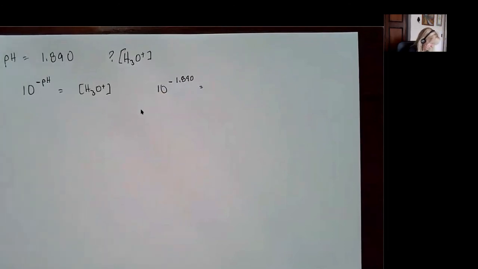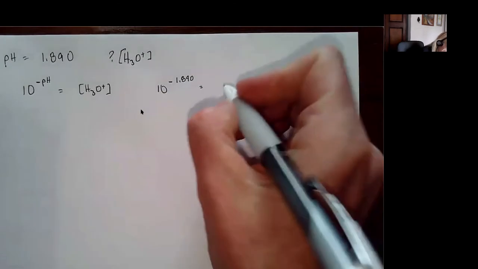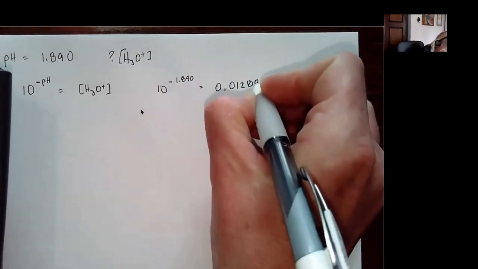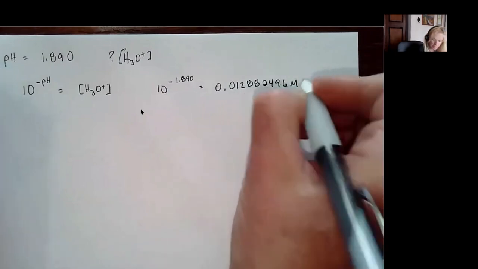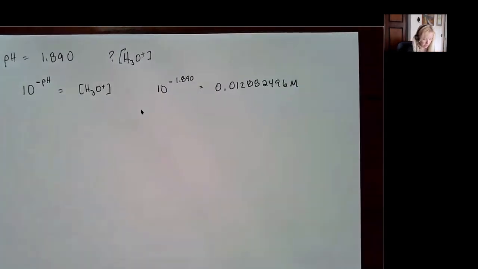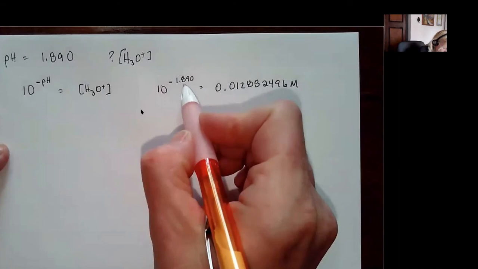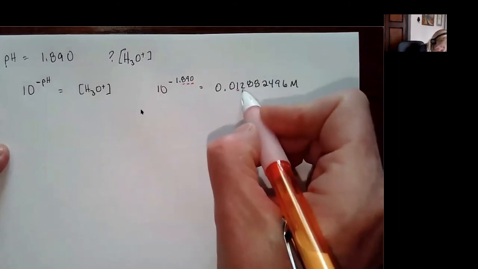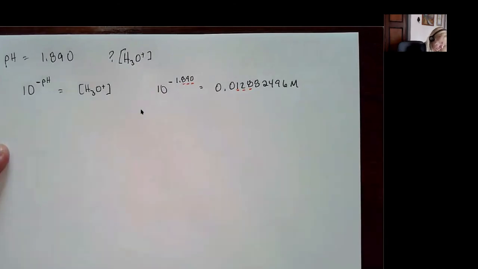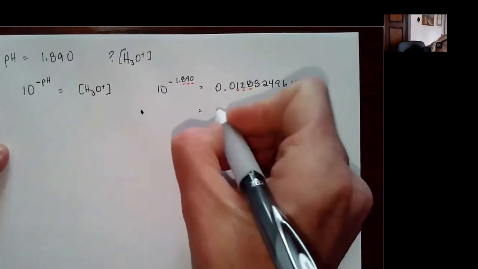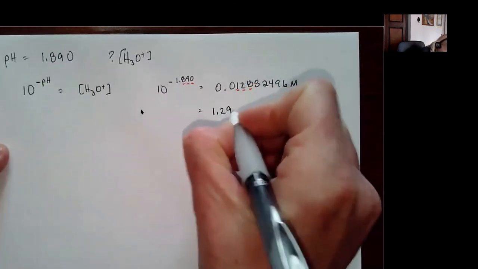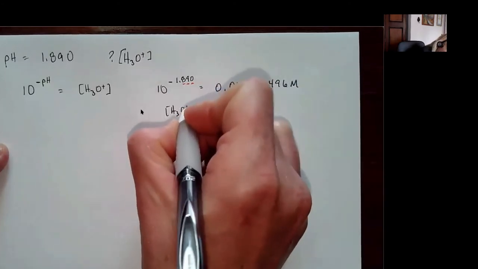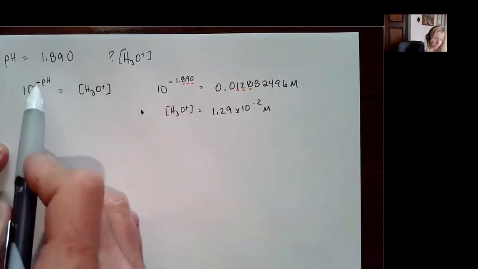And it's important that you include the negative in there. That's going to give me a hydronium ion concentration of 0.12882496 molarity. How many decimal places do I report out? How do I report this out? Because this goes to 3 decimal places, then I know I need 3 significant figures. So I'm going to write this to 3 significant figures. This is going to be 1.29 times 10 to the minus second molarity, and that's going to be my hydronium ion concentration of a solution that has this pH.